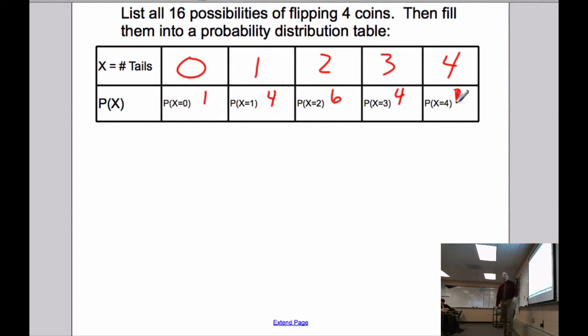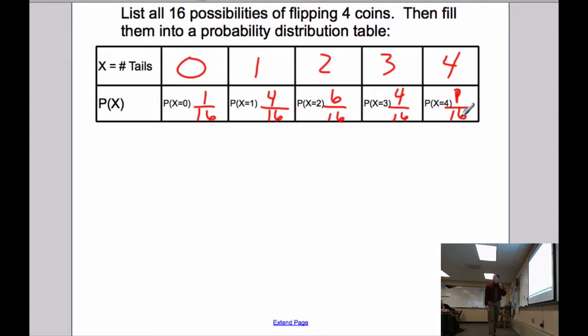So if I asked you what's the probability that you would get 0 tails by flipping 4 coins, what would you say? 1 out of 16. What's the probability of getting 1 tails? 4 out of 16, or 1/4, 6 out of 16, 4 out of 16. You're just taking those and turning them into probabilities. That right there is a probability distribution table. Nothing new. It's what you've seen before. It's just what are our options and what's the probability.